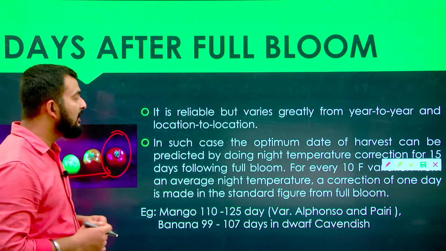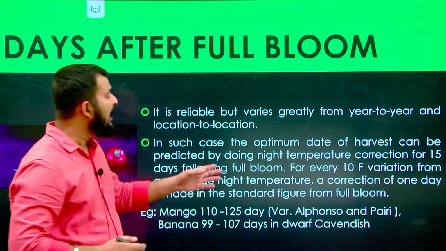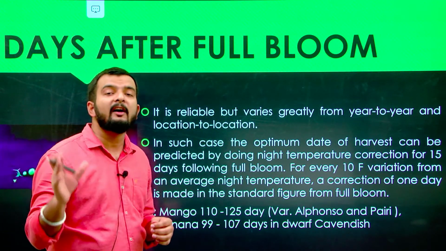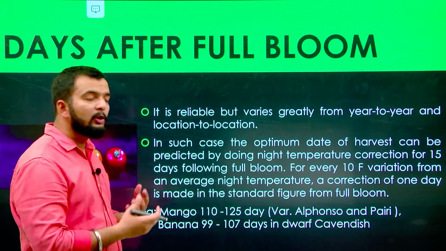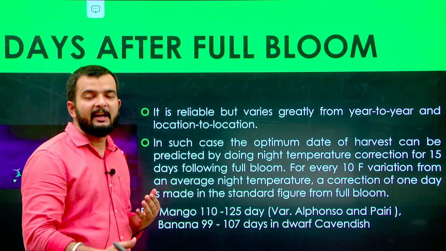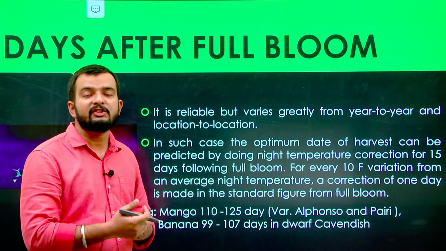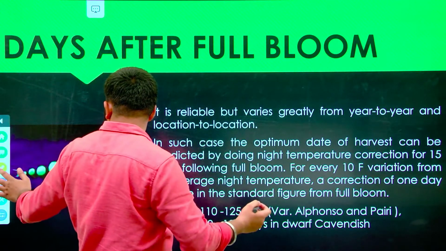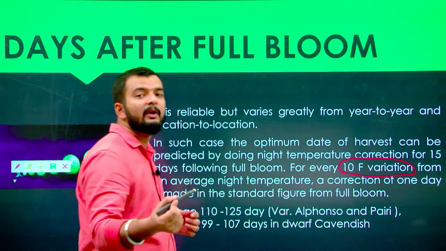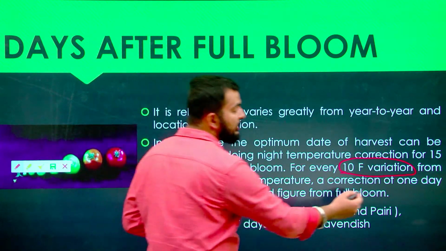In such cases, the optimum date of harvest can be predicted by doing night temperature correction for 15 days following full bloom, that is once the flower blooms fully. So after the full bloom you have to record the temperature variation over 15 days, and if any variation is found, you have to make an appropriate correction. Suppose, for example, there is a 10 degree Fahrenheit variation in temperature during the consequent 15 days night temperature on average, so you have to make a correction of 1 day.